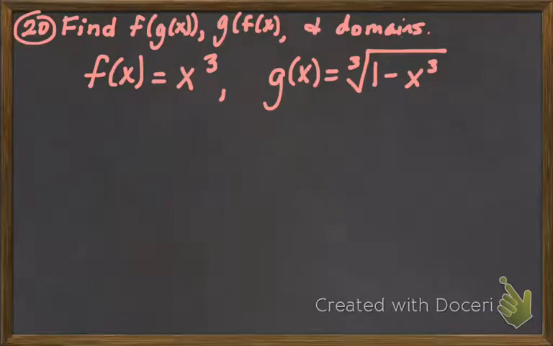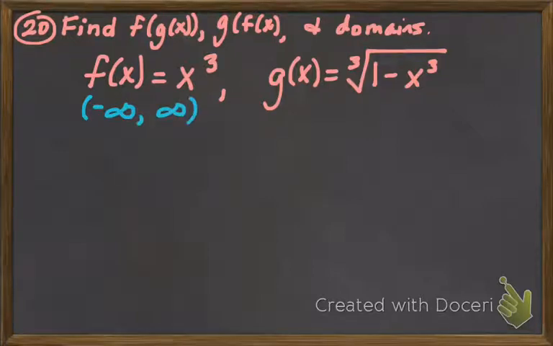Alright, let's look at number 20. This is the exact same set of directions, but this one turns out to be a much simpler problem just because of the nature of the functions involved. We should start by looking at the domains of the two original functions. I won't forget that this time. And the domain of x cubed is all real numbers because it is a polynomial.